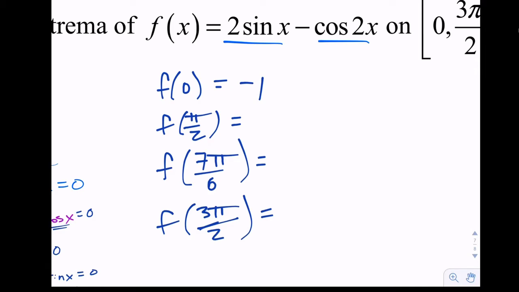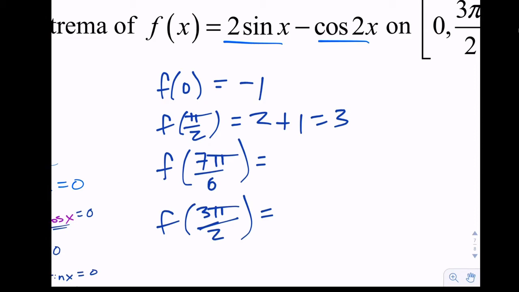Pi halves. Sine of pi halves is 1 times 2 is 2. I'll write that down. And now when I plug pi halves in over here, I multiply by 2 to get pi. So cosine of pi is negative 1. So minus a negative 1 actually becomes plus 1, and we get 3.